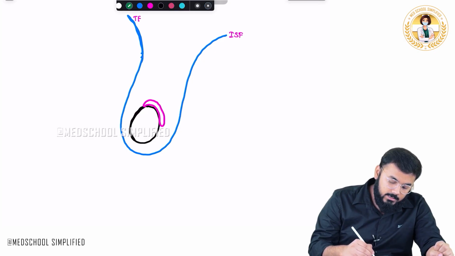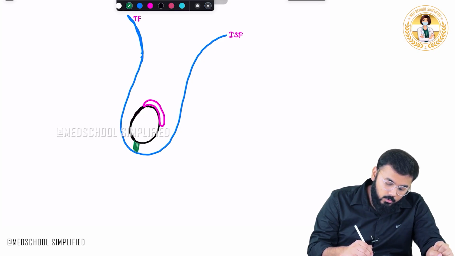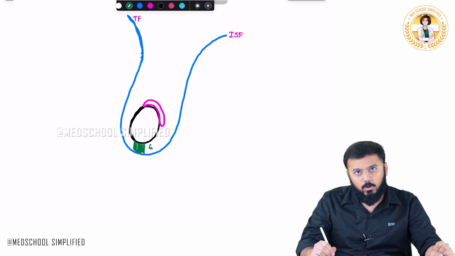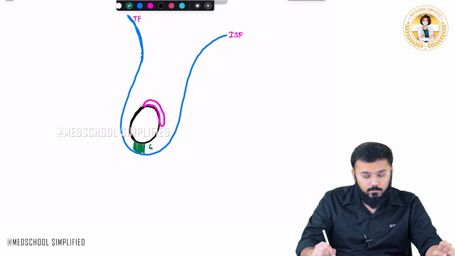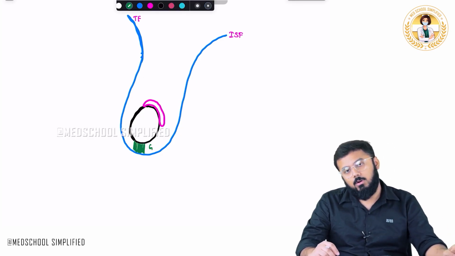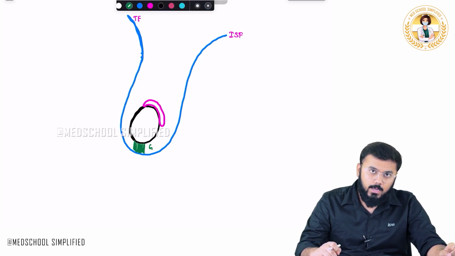Now the testis is attached all the way down here with the help of this particular structure called G. G stands for what? G stands for gubernaculum. It is attached down with a connective tissue called gubernaculum.